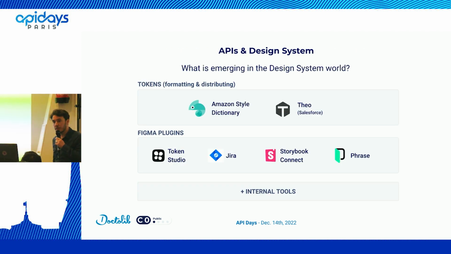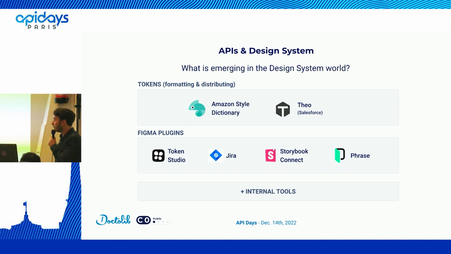So what we're seeing emerging in the last few years in the design system world is many tools, notably about tokens, but also many plugins shipped mainly by Figma. Figma is really the most loved design product of all product designers. Amazon has shipped a token manager. Salesforce has also shipped its token manager. These are the 2 key leaders in token management.